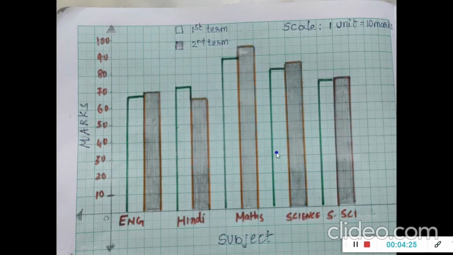Then next in science it is 81. So after 80 the first line will become 81. The next one is 85, between 80 and 90 the bold line, that is 85. Then the last subject is social science. In social science the marks scored is 73. After 70, between 70 and 75 you will have 5 lines. In that, the third line is 73. The next is 75, that is a bold line between 70 and 80.